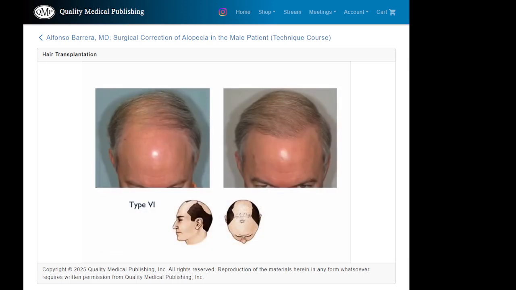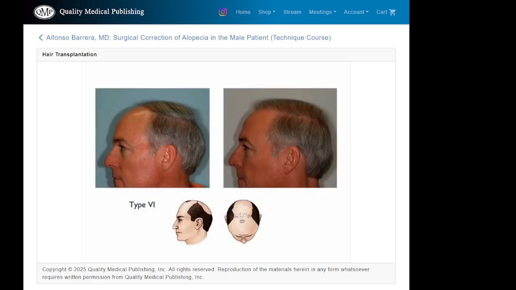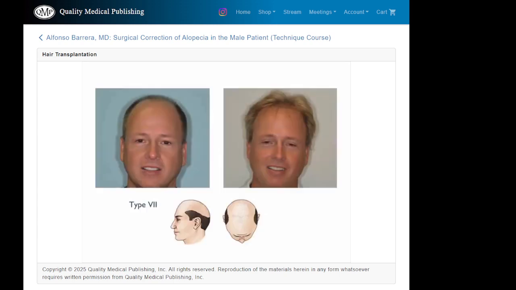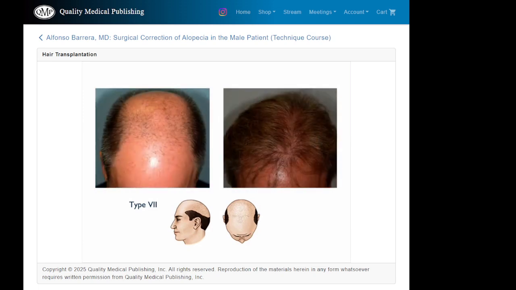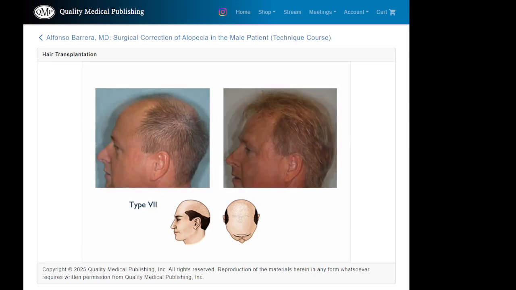This 63-year-old man presented with type 6 male pattern baldness. The patient is seen 2 years after receiving 2,400 grafts in 1 session. This 49-year-old man presented with type 7 male pattern baldness. The patient is seen 1 year after 2,400 follicular unit grafts were transplanted in a single session.